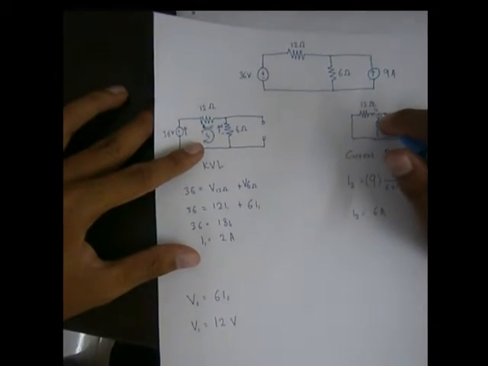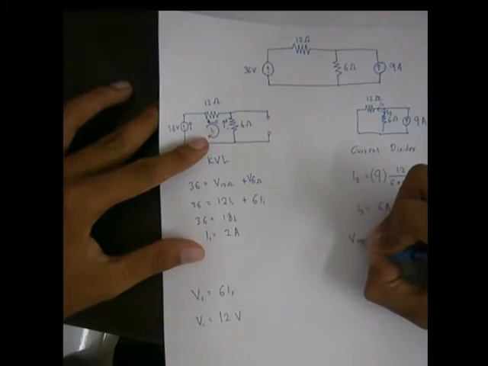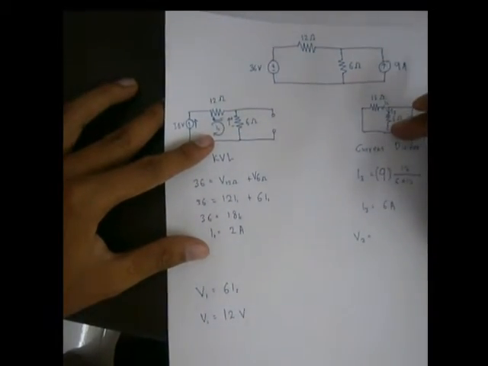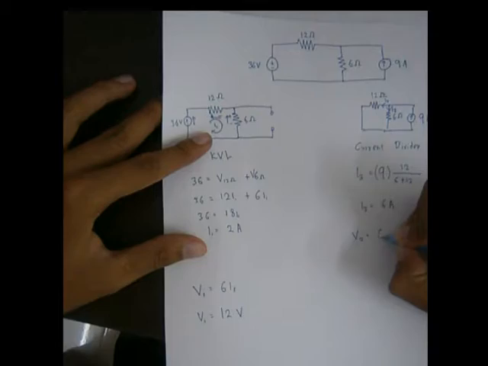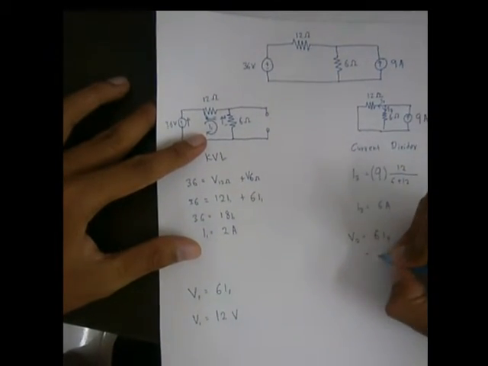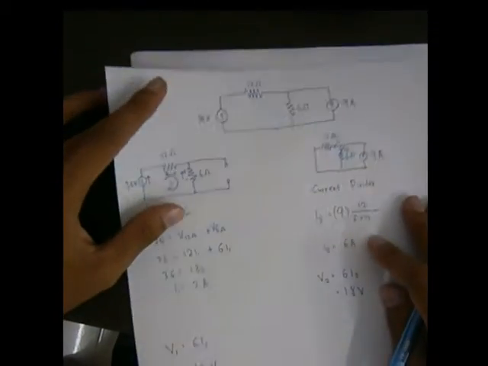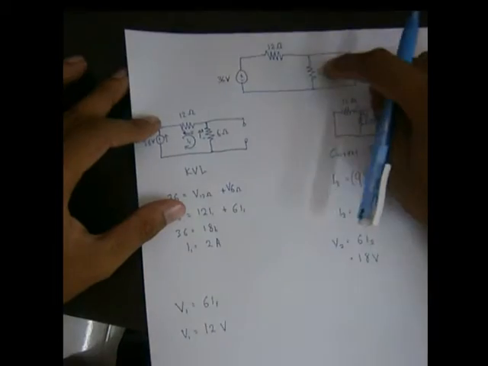Equation for V2, which is equal to 6 I3, and we can substitute the value of I3 into the equation, and we will get V2 is equal to 18 volt.